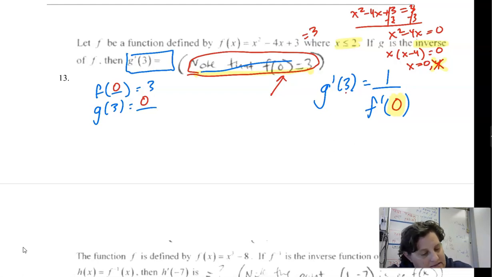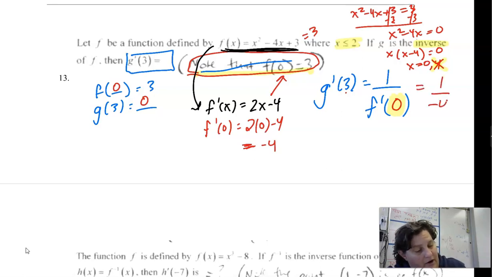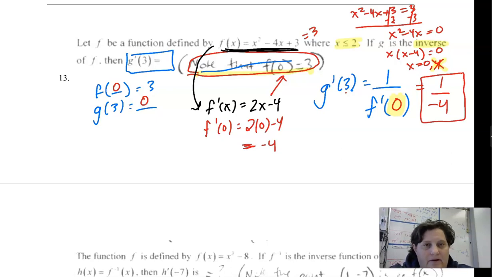All right, this is telling me to find f prime of 0. So here's my equation. Let's go down here. f prime of x is 2x minus 4. Okay, let's go ahead and find out then what is f prime of 0. So it's 2 times 0 minus 4, which is negative 4. And so my answer would be 1 over negative 4. All right.